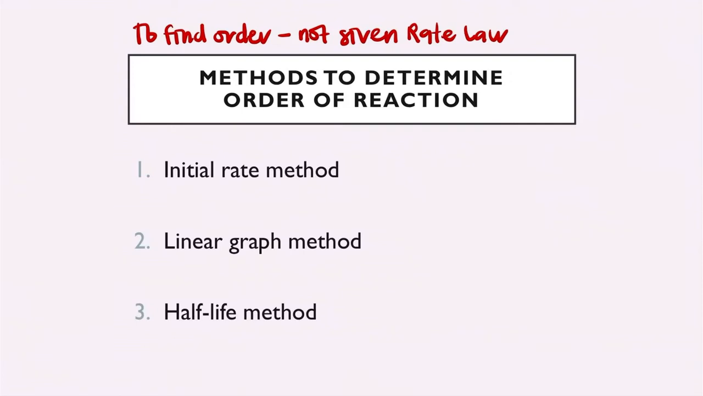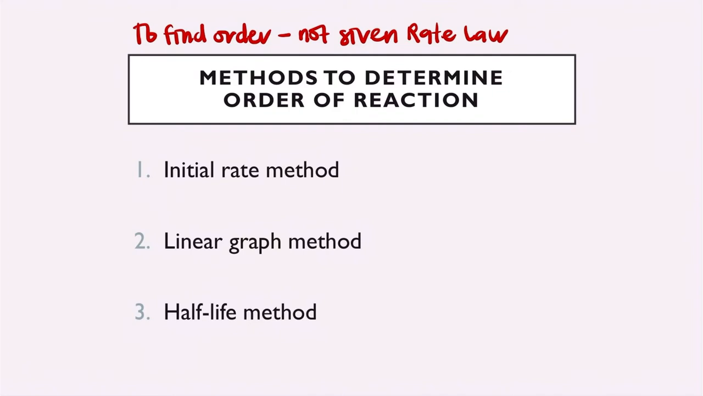Part 3, we will finish 1.1. To find the order of reactions when you are not given the rate law: if you are given the rate law, you will get rate equals K, then A to the power X, and B to the power Y. You know X is equal to 1 or Y is equal to 2, so from there you already know the order of reaction.